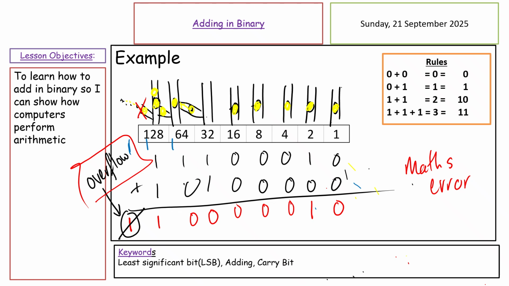So when you get this error on your questions, you have to do this: circle it, cross through the final overflow bit, and label it as overflow.